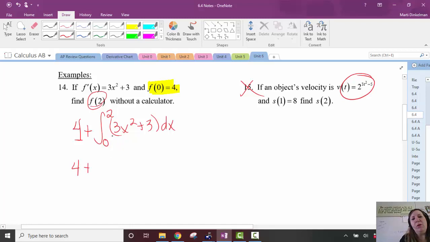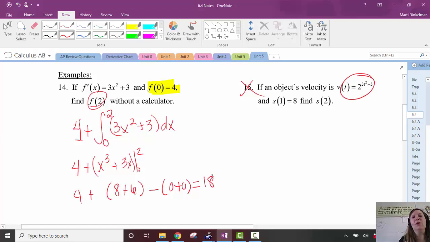Okay, so our antiderivative here, and maybe we're getting a little bit better to see, that's just going to be x cubed plus 3x, and we're going to evaluate at least this part from 0 to 2. So let's go ahead and plug in the 2. So 8 plus 6, plug in the 0. Really nice to have zeros. And so we're going to have 18 as where we ended up.